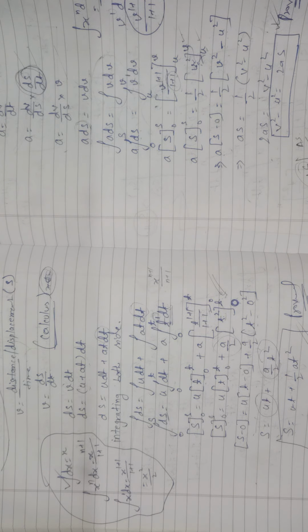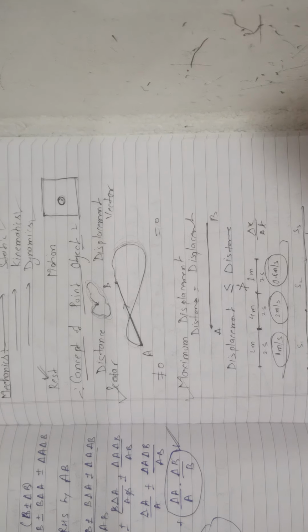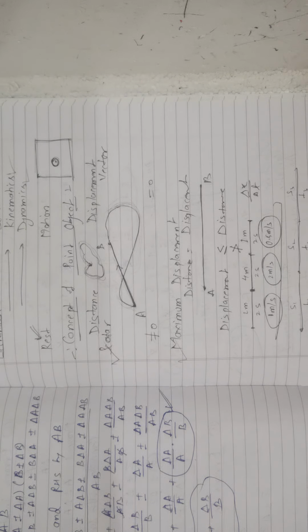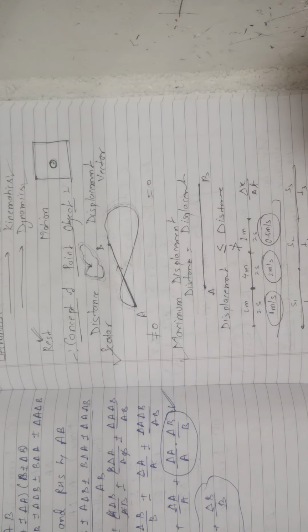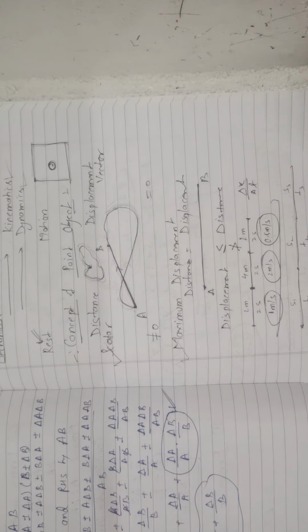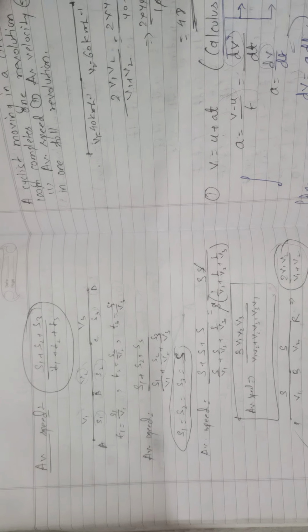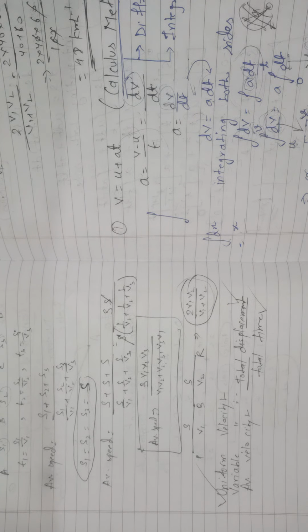Hello everyone. In the previous video we discussed the basics of this chapter, which is motion in a straight line. We discussed what is rest, what is motion. Then we discussed distance and displacement, and what are scalar and vector quantities. We know distance, being a scalar quantity, can never be zero. Displacement, being a vector quantity, can be zero. Similarly, we discussed average speed and average velocity also. We saw some shortcut formulas to calculate average speed and average velocity if the distance is same.